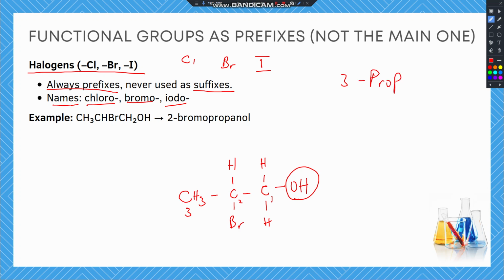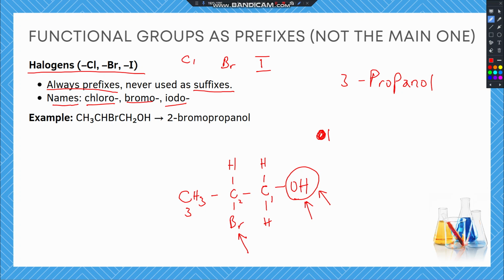Next thing we want to do is to identify the functional groups. We have this functional group over here and we have another one over here. This one takes priority, so that means we are going to use the name ol since it is an alcohol. So we have the name propanol as the parent name of this compound.